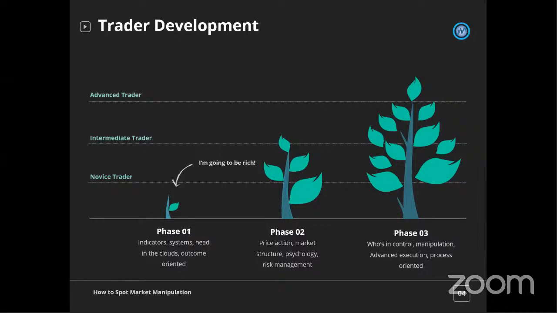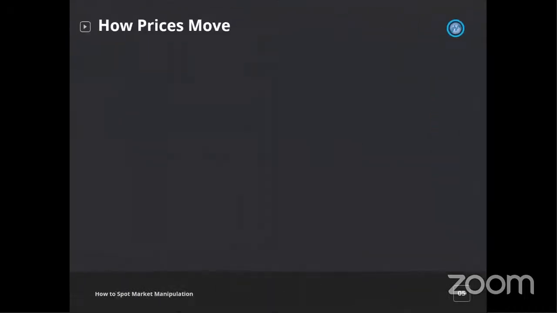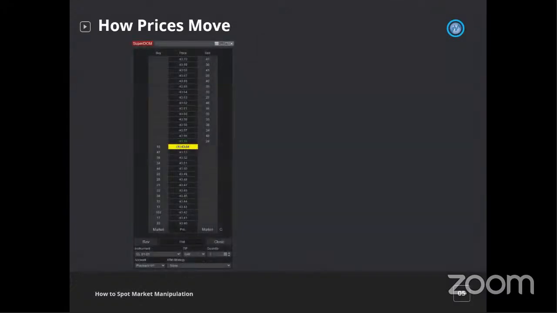Okay, so with trader development out of the way, let's move on to our first topic, which is how prices move. So what we're looking at here is a DOM, or a depth of market screen. This is showing us all the orders that are resting in the book. And it's also called an order book. So before the dawn of electronic trading, somebody would actually walk around and exchange with a book. So that's why it's called the order book.